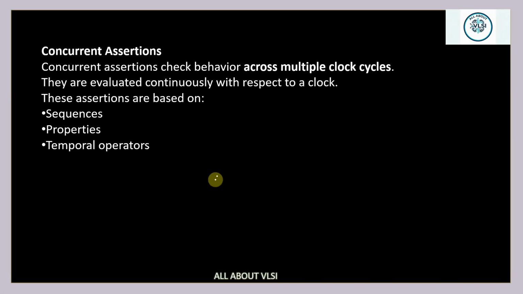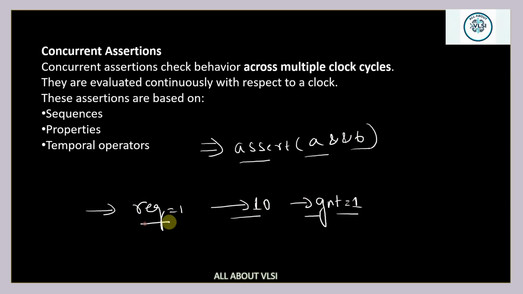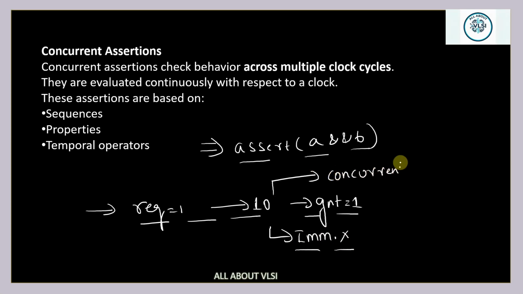In the previous example, when we were discussing that point, if I write assert a and b, what is going to happen? If A is equal to 1 and B is equal to 1, the condition is true, then this assertion is going to pass. Now suppose I have a particular protocol: if request is equal to 1, then after 10 cycles my grant should be equal to 1. If this is my requirement, then for this kind of checking I cannot use immediate assertions. For this kind of checking, I am going to use concurrent assertions, right?